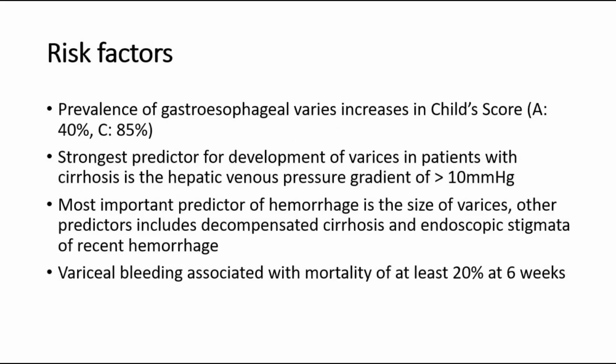For its risk factors, prevalence of gastroesophageal varices increases with Child's score. Score A is 40%, score C is 85%. The strongest predictor for development of varices in patients with cirrhosis is a hepatic venous pressure gradient of more than 10. The most important predictor of hemorrhage is the size of varices. Other predictors include decompensated cirrhosis and endoscopic stigmata of recent hemorrhage. Variceal bleeding is associated with mortality of at least 20% at 6 weeks.